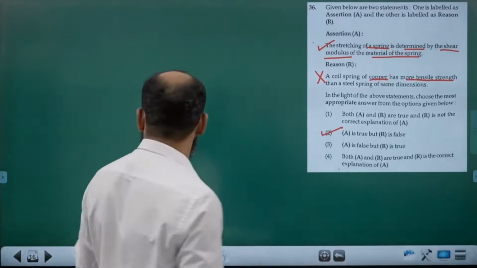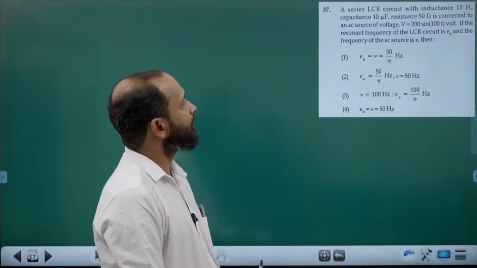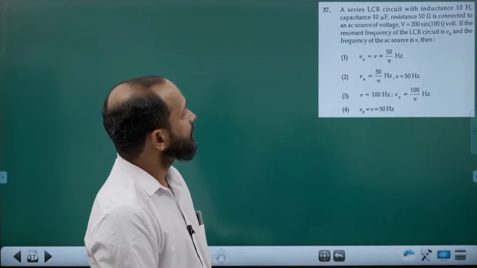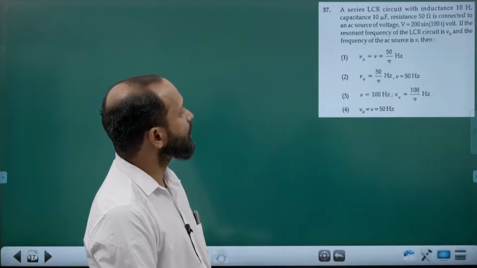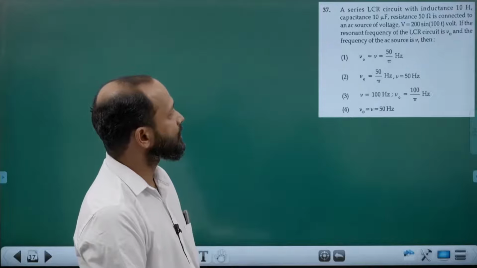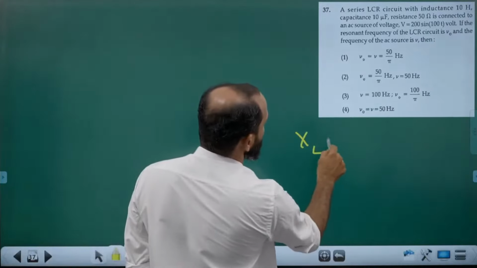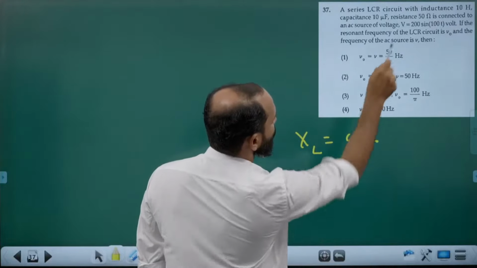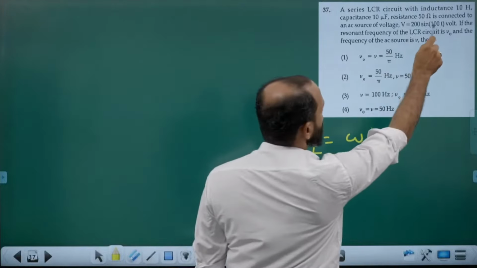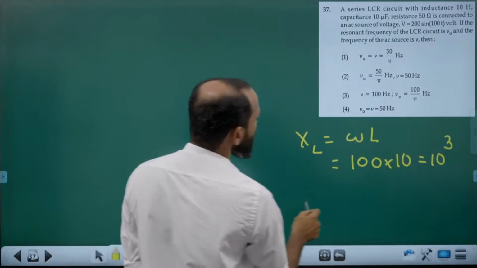Now the 37th one. Series LCR circuit. Values of inductance, capacitance, resistance are given. Supply voltage given. Then nu zero is the resonant frequency and supply frequency given is nu. Let us check whether it is resonating or not. For that, let us find out inductive reactance XL is equal to omega L. Omega, as per this question, is given 100. Omega is the coefficient of t, 100 into L value 10. So we get 10 power 3 ohm.